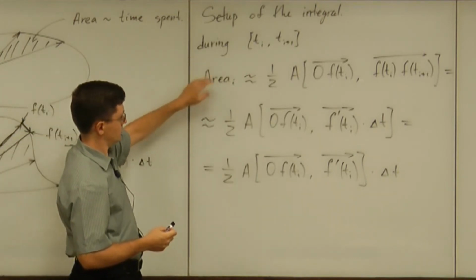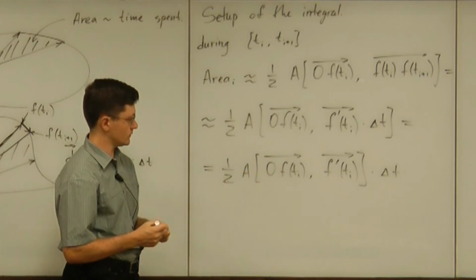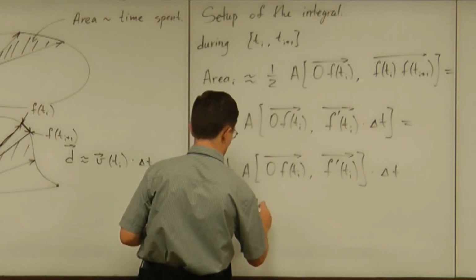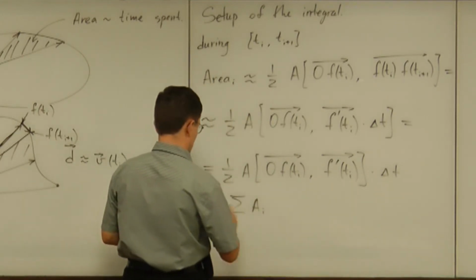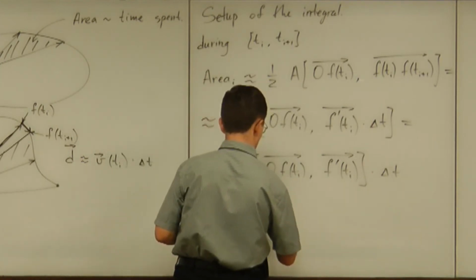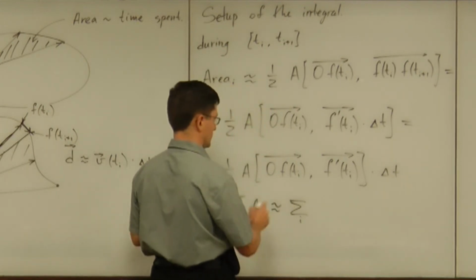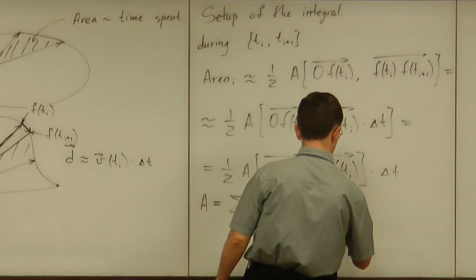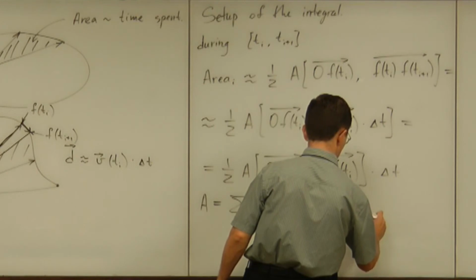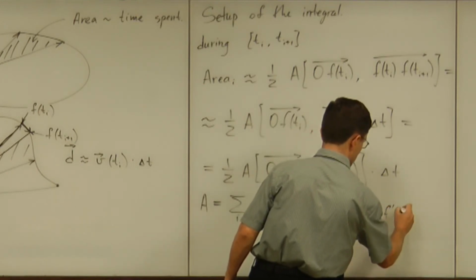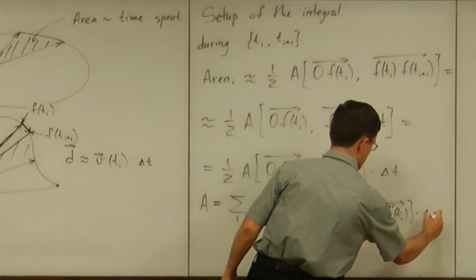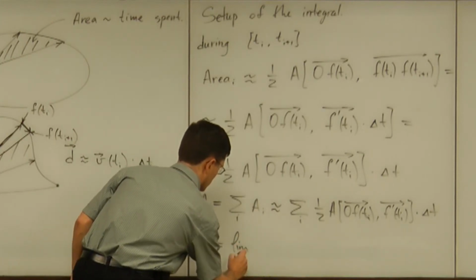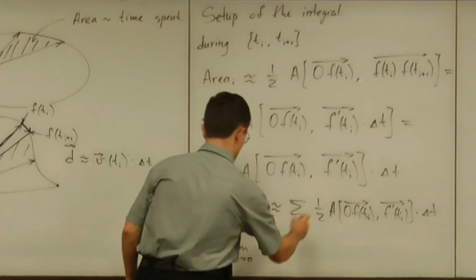And then once we have ith area in this special form, we are ready to say that the total area is the sum of those ai's, and that is approximately the sum of all i's of those things, a half of area on position vector and velocity vector times delta t, and then area is equal to the limit as delta t goes to 0 of those sums.